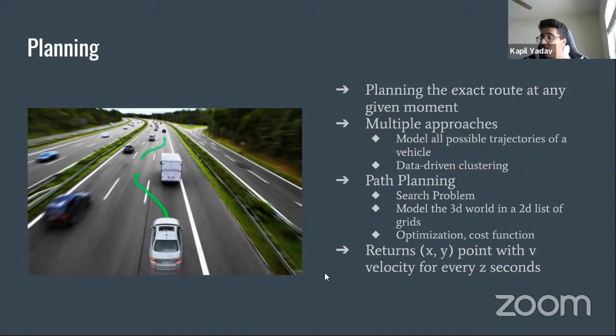And we need to break it down to this for the controls algorithm to actually be at that point. So we need just the xy point and velocity, and that is given every z seconds. A lot of solutions in the market right now do half a second, 1 second, 2 second, that sort of thing. But it really depends on what works well for that particular car. So yeah, the idea over here is that the planning algorithm returns a point that the car needs to be at this second and at this speed.